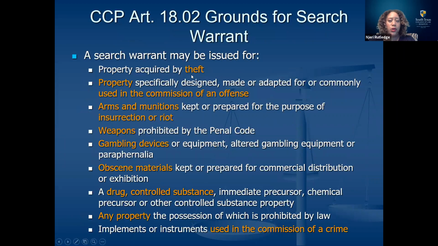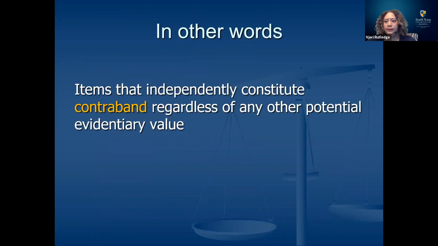So, 1802 is our laundry list that covers all the different things that can be searched for: theft, property for commission of an offense, arms and munitions, gambling devices, obscene materials, and so on, drug controlled substances. These are things that no one has a right to just have, right? So it's contraband.